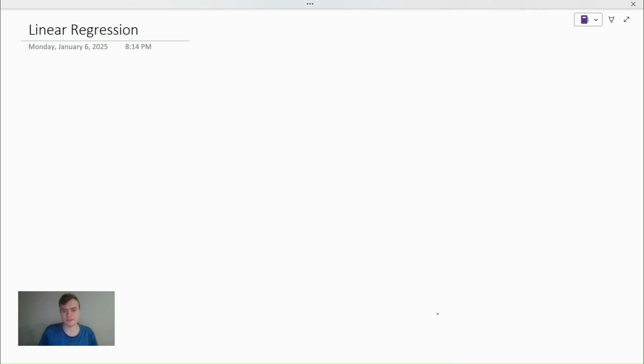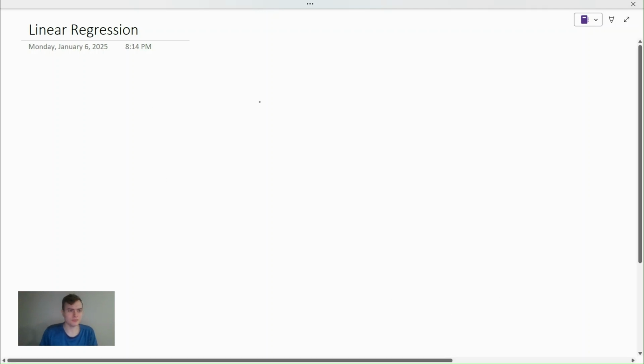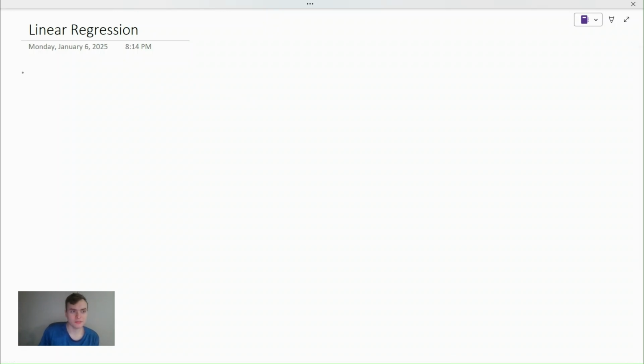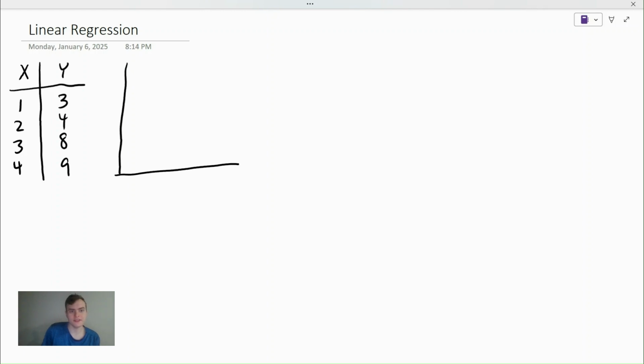Hello, today I'll be going over the basics of a mathematical approach to linear regression. In linear regression, we have two variables with known values, x our input variable and y the output variable. For example, let's say we have the values 1, 2, 3, 4, and 3, 4, 8, 9. We can think about graphing the x, y values on a plot.